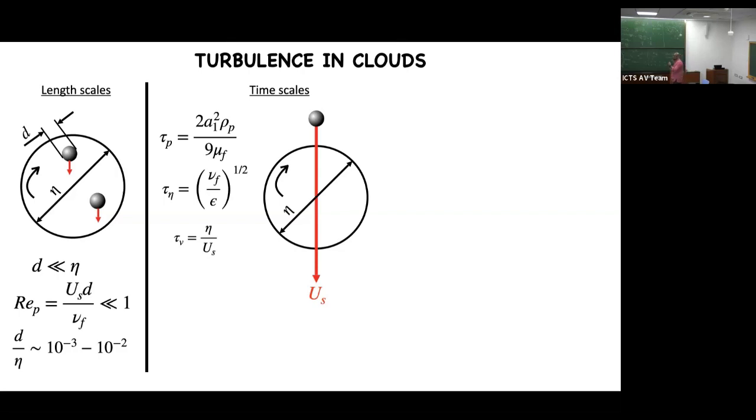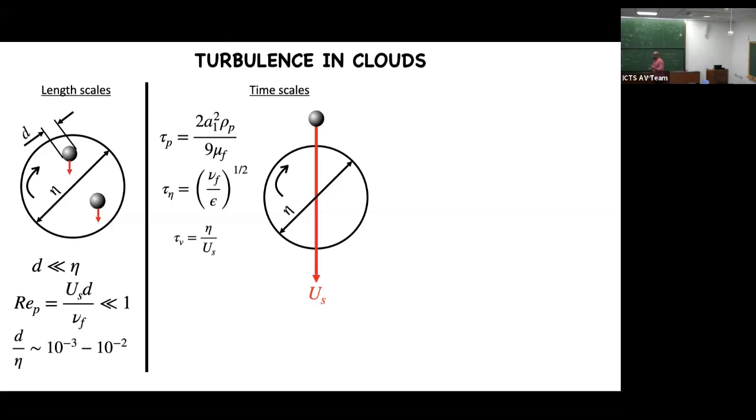Because the size of the drops is around 40 microns or smaller, and the eddy is typically a millimeter in size, they are not seeing anything that has strong effects of inertia in their neighborhood. But the flow is stochastic in nature. So it's a stochastic viscous flow that they're observing.